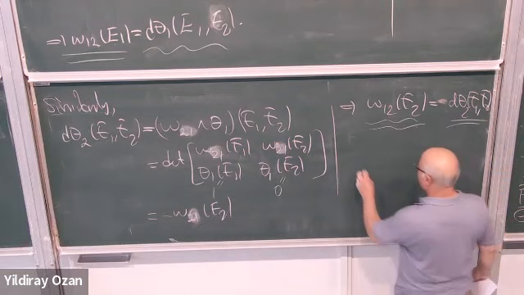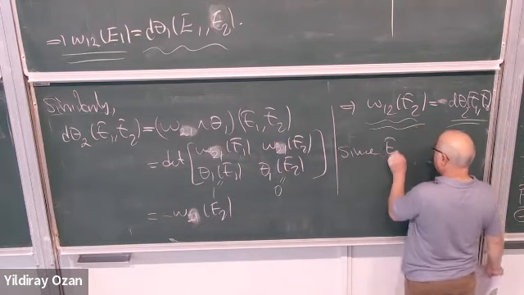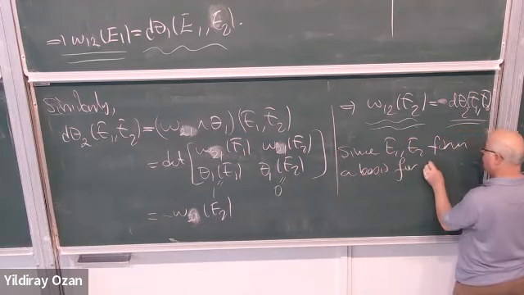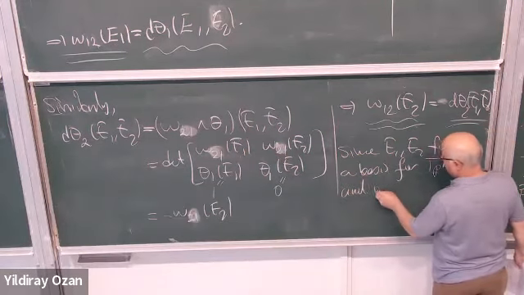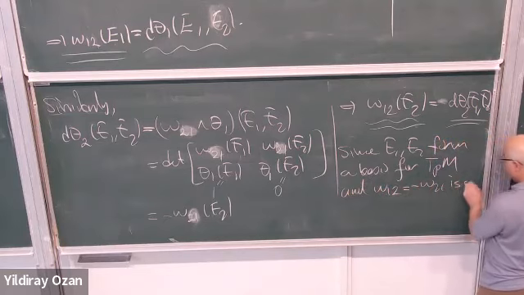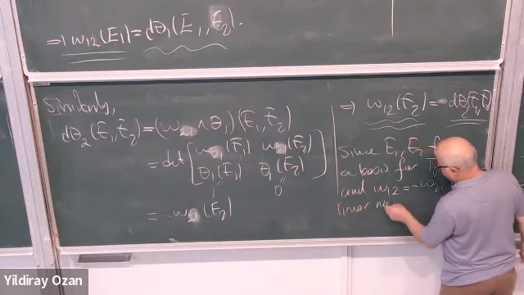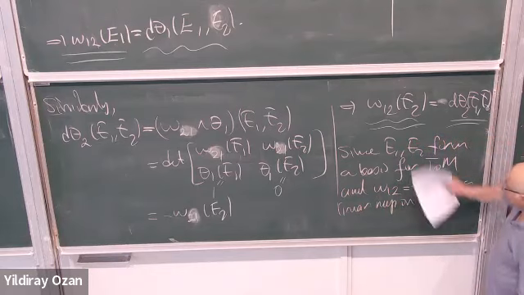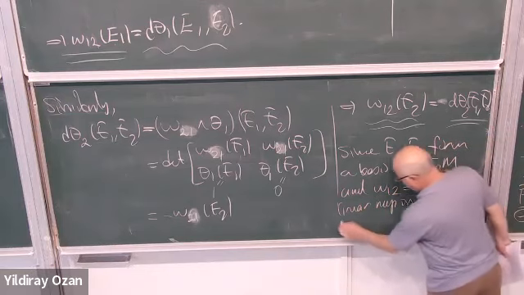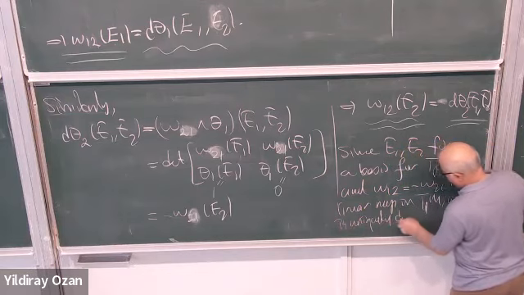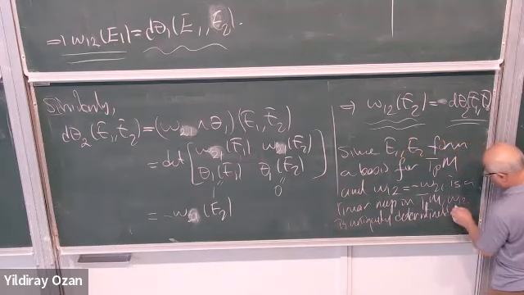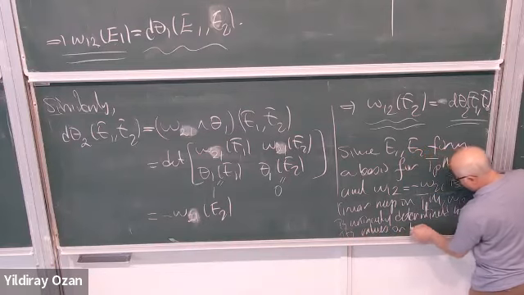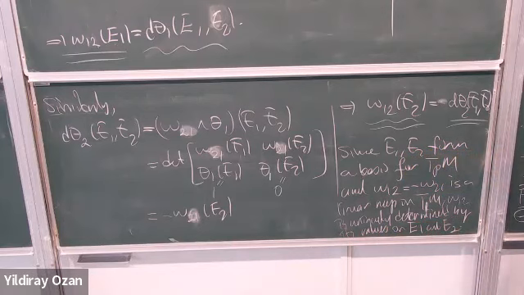Okay, now, since E1, E2 form a basis for the tangent space, and W12, which is minus W21, is a linear map on TpM, W12 is uniquely determined by its values on E1 and E2. So this finishes the proof.